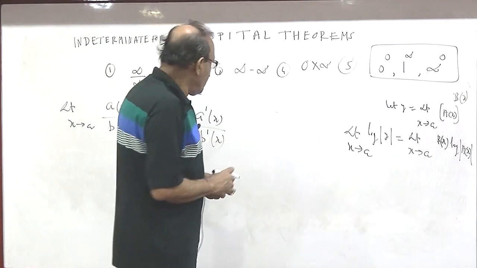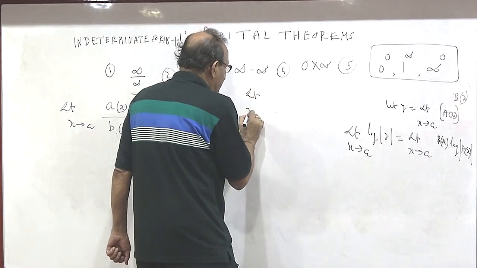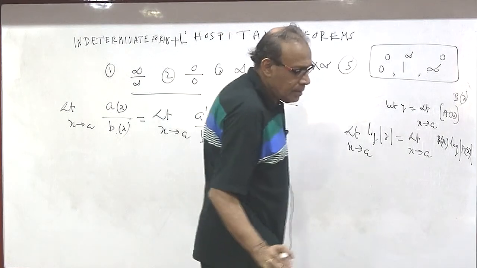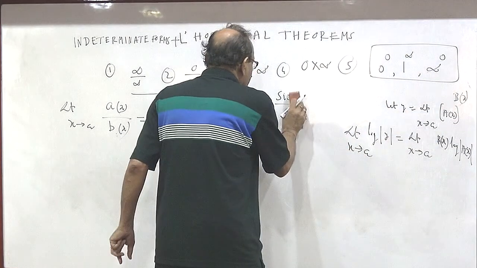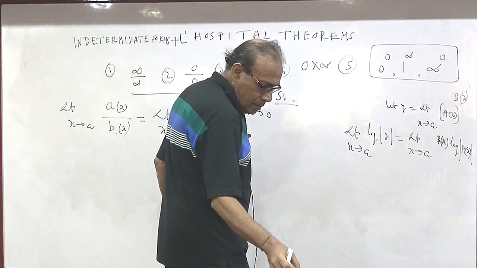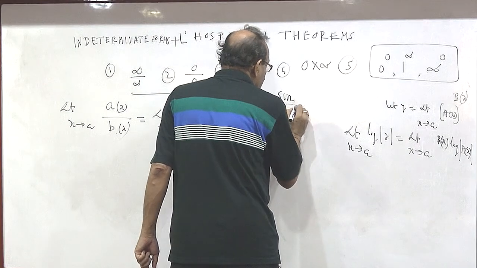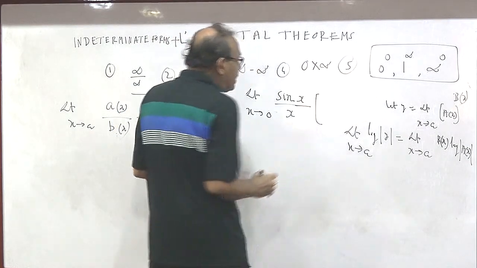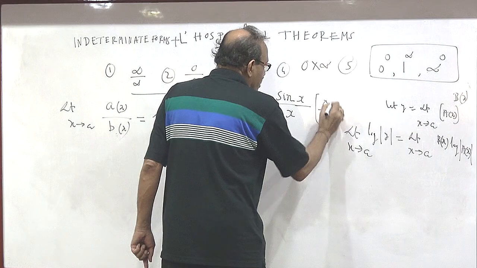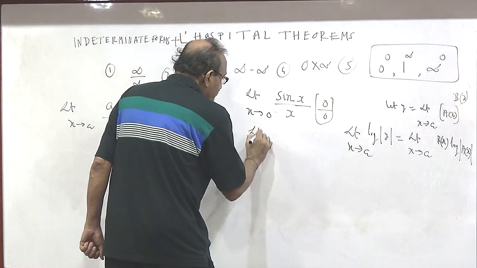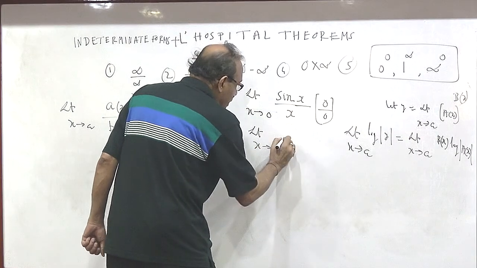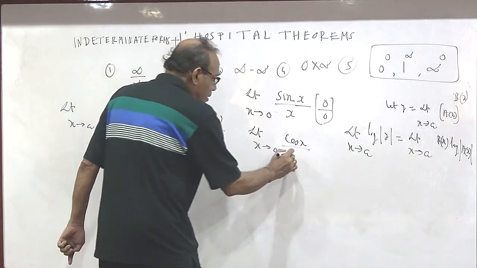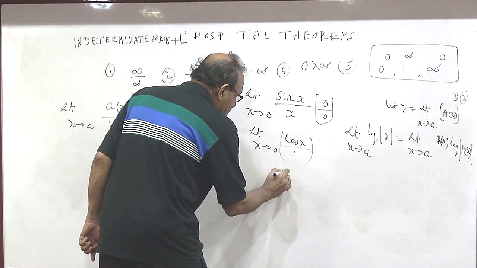Let us do a simple problem to understand this. Let us take a very simple case with which you are habituated, sin x by x. You can easily understand it is 0 by 0 at x equal to 0. This you have done many times in your class 12. Then I go limit x tends to 0. I differentiate: derivative of sin x is cos x, and derivative of x with respect to x equals 1. Now I put cos 0, which is simply equal to 1.